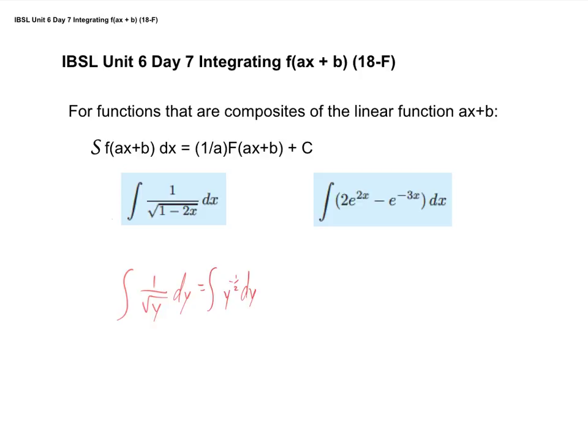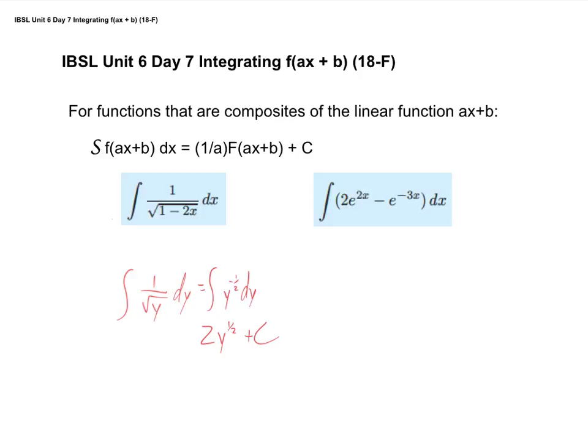Well, I'm just saying a parallel example here. Let's say we didn't have the 1 minus 2x, it was just the square root of something else. Okay? If I were doing this, we could just use our rule for x to a power, or something to a power. We'd add 1 to the exponent, so now it's y to the positive 1/2, and then we would divide by the new exponent, so divided by 1/2 is times 2, so we'd have 2y to the 1/2 plus c. Okay?